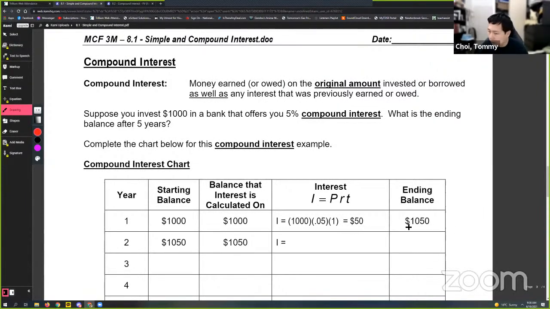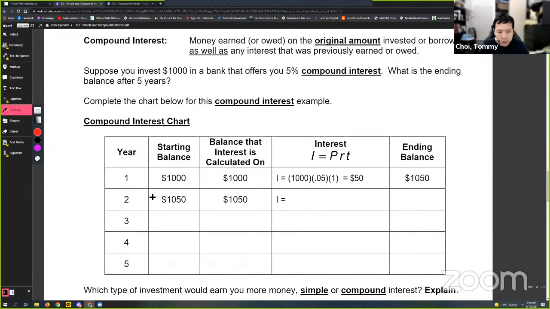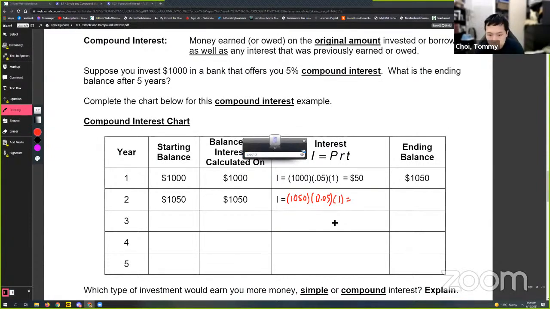So the first year is the same. We're going to get $50, right? Because 5% of 1,000 is 50. But then at the end of the year, we get 1,050 as we go into year 2, which means our new amount is 1,050. So when we calculate that, 1,050 times 0.05 times 1, because we're doing the 1 year, right? We're going to get, oh, look, a little more interest than before, 52.5. Then we add it on to our starting balance here, and we're going to get $1,102.50.